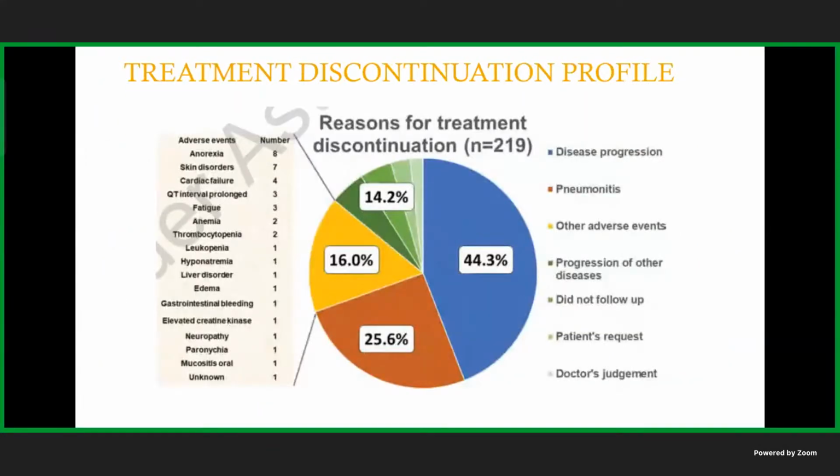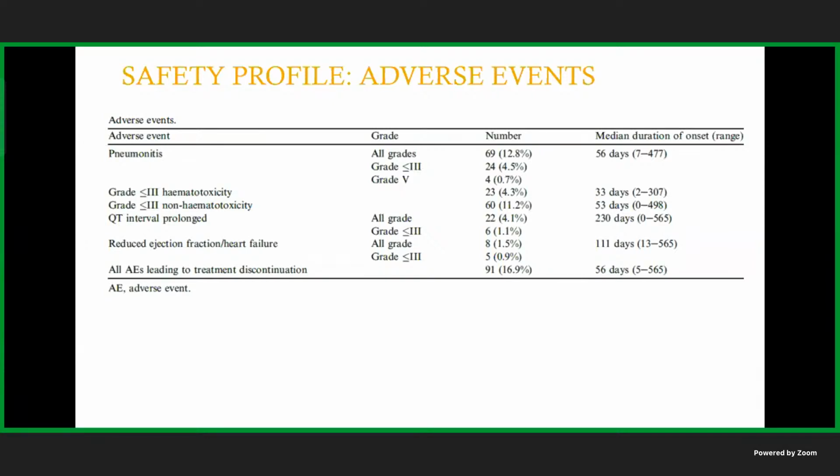So this was the treatment discontinuation profile. 14% of patients did not follow up. 16% of patients had other adverse events, and it is very important to see that 25% of patients had pneumonitis. So osimertinib causing pneumonitis in 25% of patients is a huge number which we should keep in mind while we treat our patients. And as we have seen, the median duration of onset for pneumonitis was 56 days, grade 3 hematological toxicity 33 days, grade 3 non-hematological toxicity 53 days, QT interval prolongation 30 days, and reduced ejection fraction 1 day.